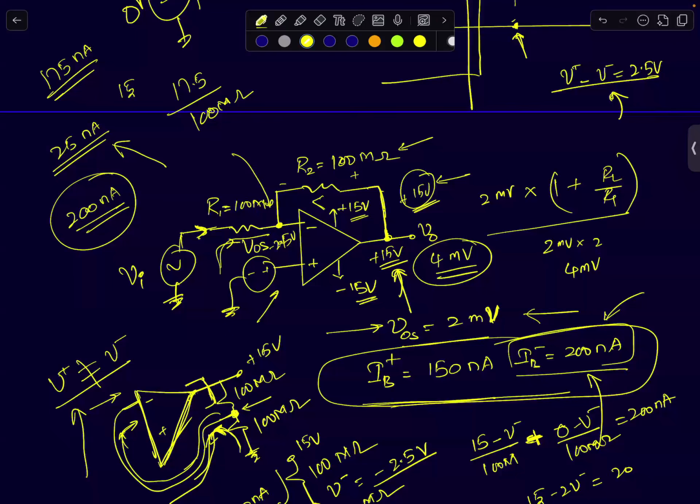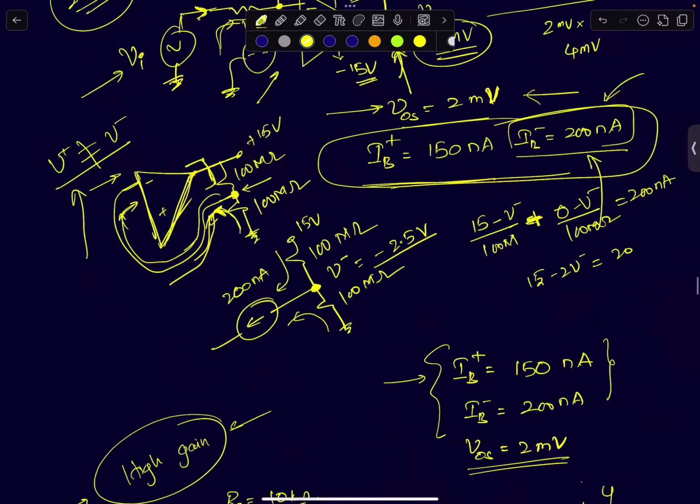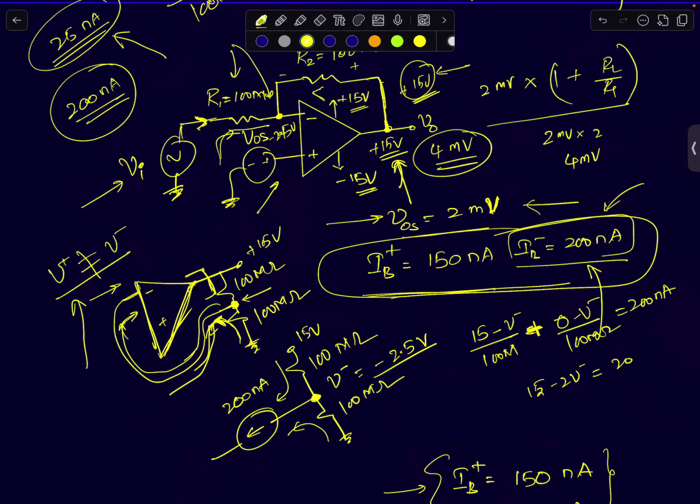Even if you have a source with a finite source resistance, it definitely will not be in the order of 100 megaohms. It will be a little lower. It can still supply that. 25 nanoamperes is not a big deal. It can easily be supplied. So that's it, guys. That's a very good point. And if you actually build this circuit on a breadboard, you will see this node V minus coming to minus 2.5 volts.